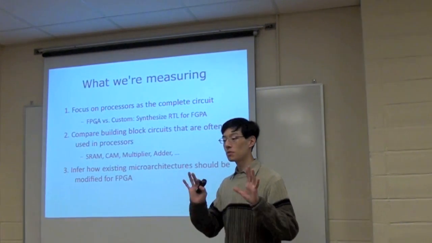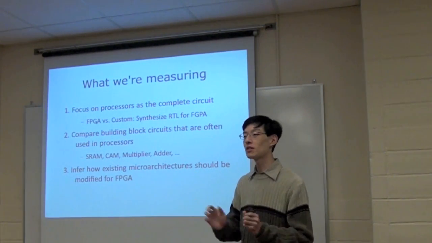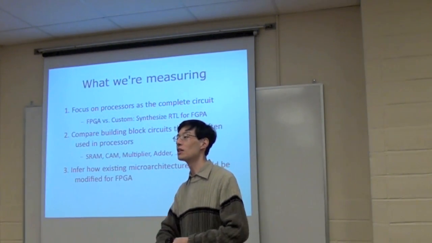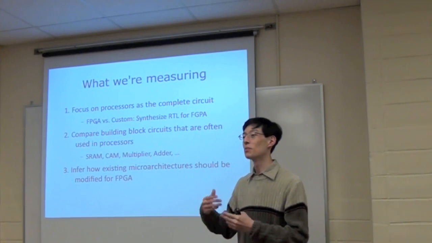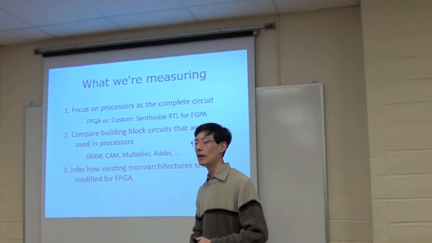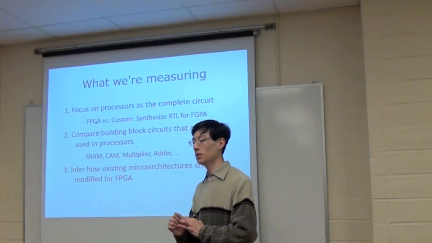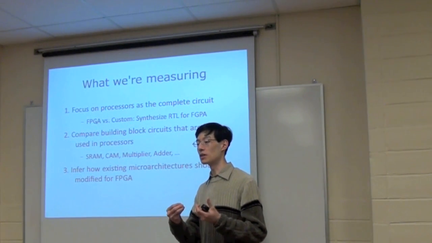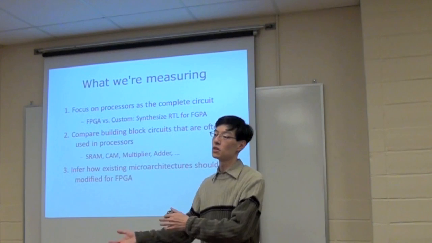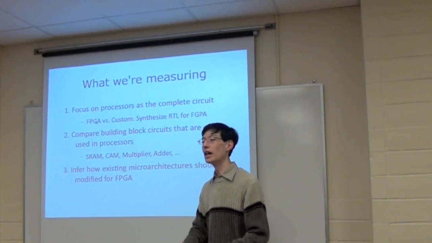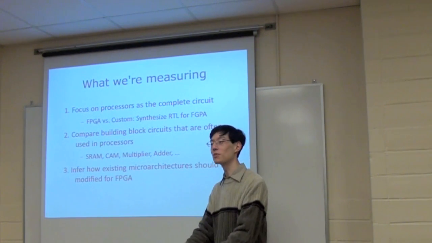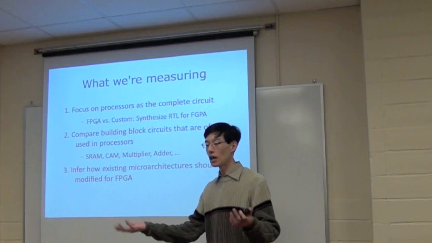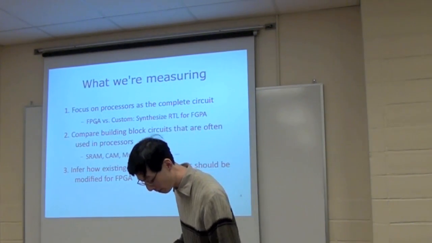So in this work, we have basically three parts. The first, we're going to measure the overall delay and area of processor cores, a complete circuit. The second part, we're going to do a very similar comparison, except we're going to do this for small building block circuits that usually go in processors. And then the third part, we use the results of the second part to infer how microarchitecture might change.